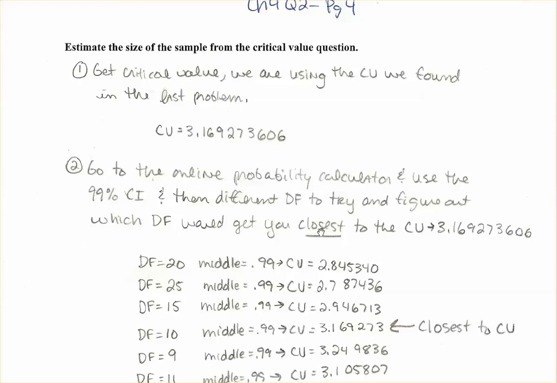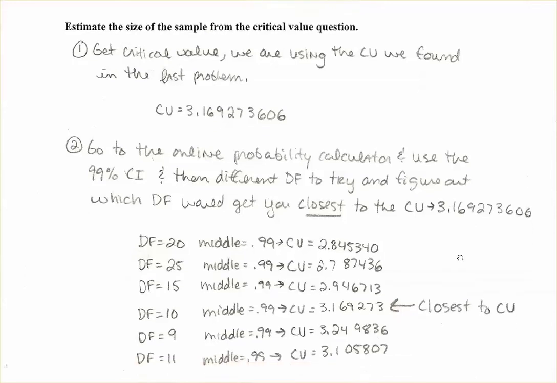So basically, we're going to have to play around with different degrees of freedom to try to figure out which degree of freedom would get you closest to the critical value. So we've got this critical value, and we're trying to figure out which degree of freedom would get us closest to it. I will say in most cases, you will not be able to find a critical value that matches exactly what you have, so you just need to find the one that's closest.